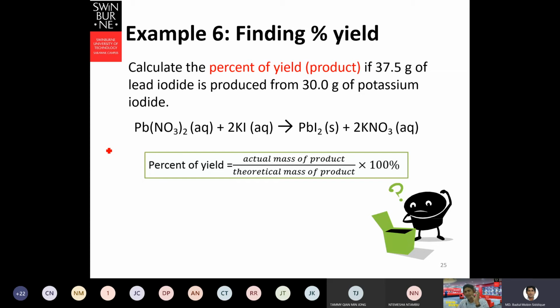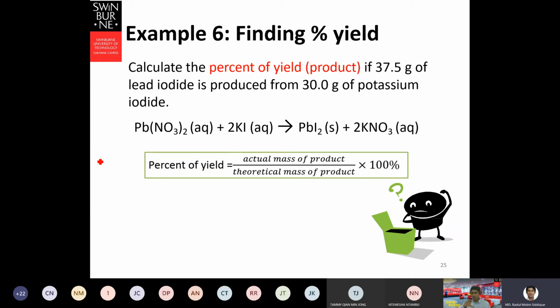Since there is a difference between the actual mass of the product produced and the theoretical mass of the product, the percentage of the actual mass produced in relation to the theoretical mass is called the percent of yield. We can also find the percent of yield by gravimetric analysis, and from that we can trace back how much of the reaction has actually occurred.